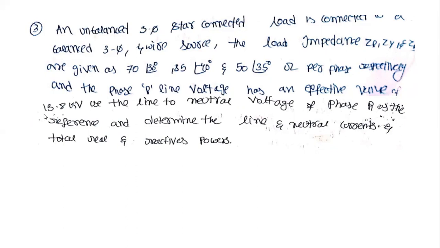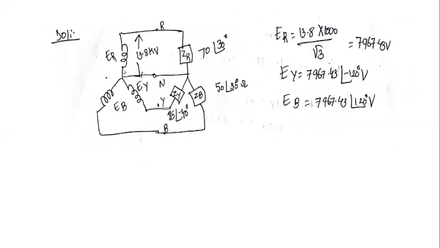The phase to phase line voltage has an effective value of 13.8 kilovolts. Use the line to neutral voltage of phase R as the reference, and determine the line and neutral currents and the total real and reactive powers. We determine the neutral current and then the total real and reactive powers. This is the given three-phase diagram.